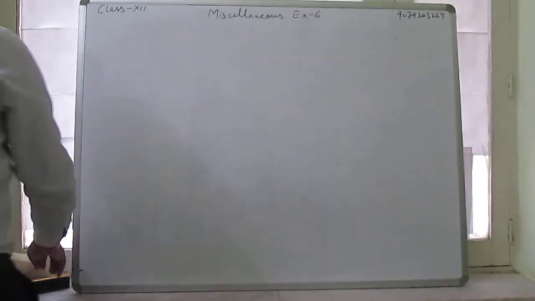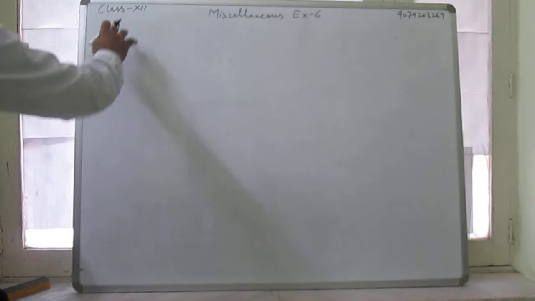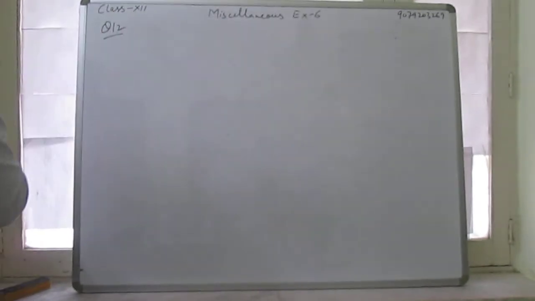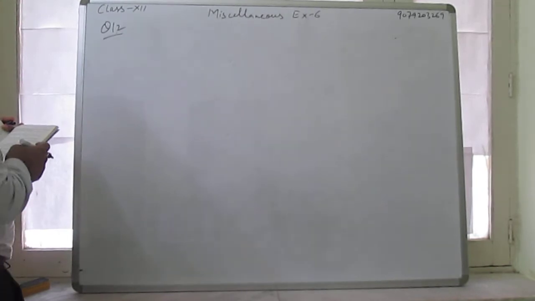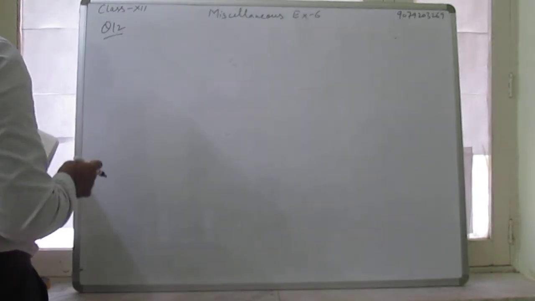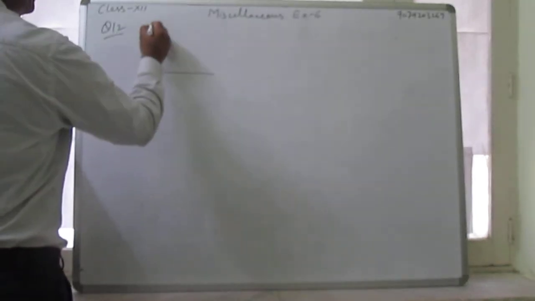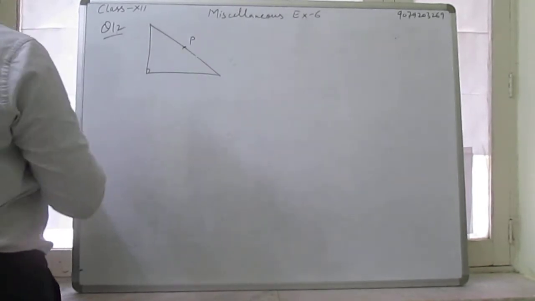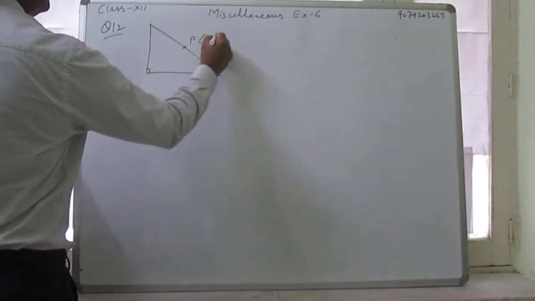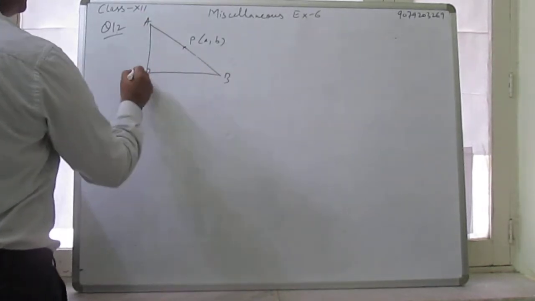Question number 11 of 12. A point on the hypotenuse of a right triangle is at a distance of A and B from the sides of the triangle. Show that the length of the hypotenuse is minimum. This is a right triangle. Any point on the hypotenuse is P. I will take A and B. This is A, B, C.